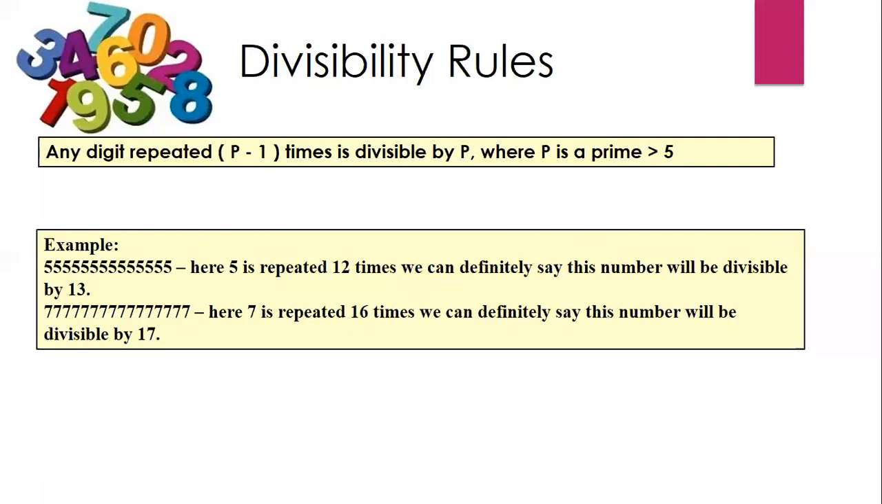For example, you can take the prime number 13. So 5 when repeated 12 times will definitely be divisible by 13. And one more prime number, 17. So 7 when repeated 16 times, not only 7, it can be 3 or 4, when that particular digit is repeated 16 times, that number will definitely be divisible by 17. These are all things we can use as a shortcut if we know this particular rule.